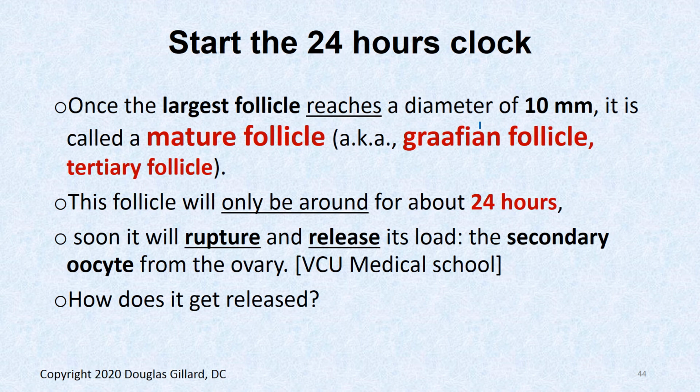Some authors call it a mature follicle. The board books are not going to call it a mature follicle. That's too easy. They're going to call it a graafian follicle. Some authors call it a tertiary follicle, which is nice, but I think it's going to be too easy. I'm pretty sure the boards would use graafian follicle. This follicle will be around for about 24 hours, and then it's going to be destroyed. But the oocyte is going to be catapulted out of it. Well, not catapulted, but it's going to get shot out of there.